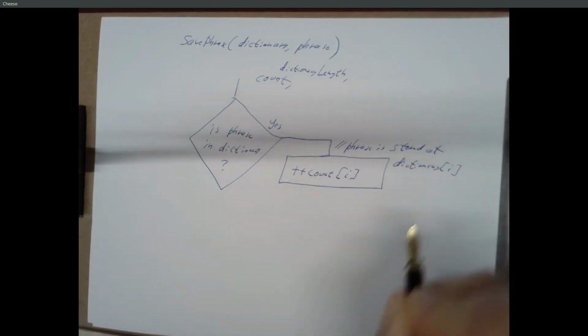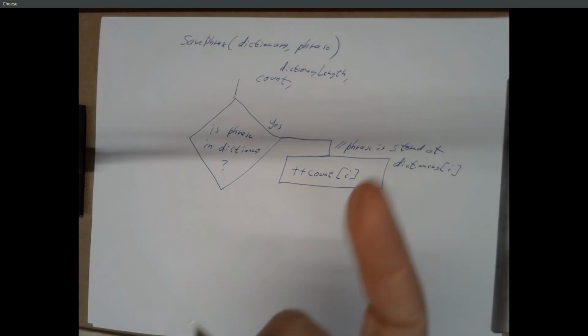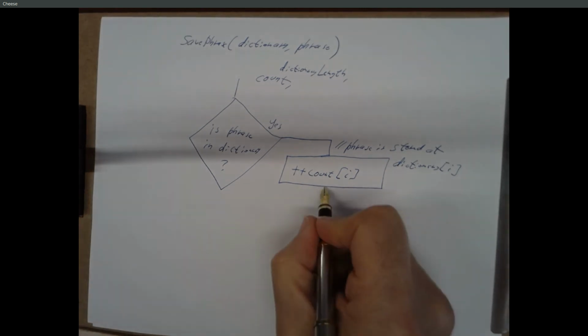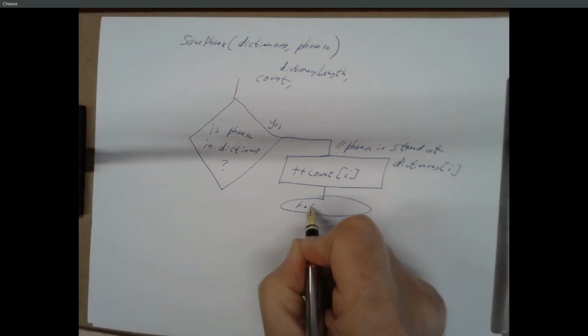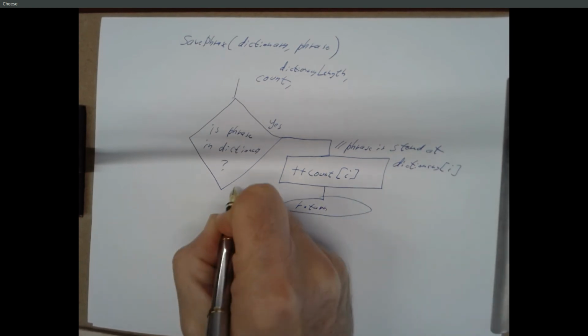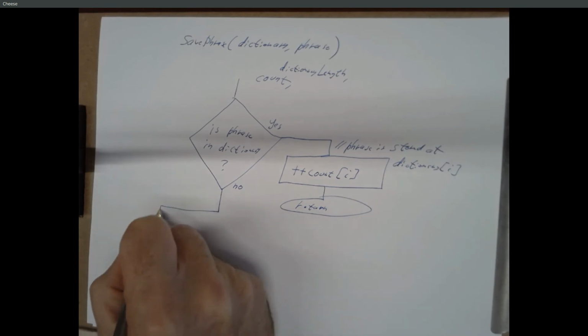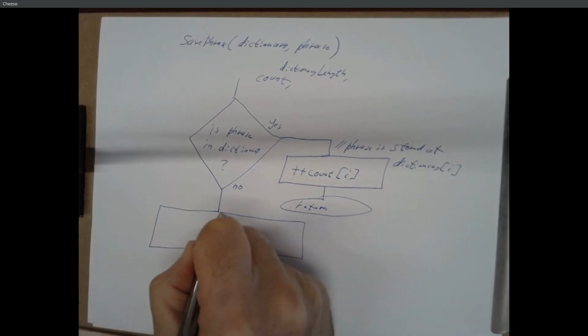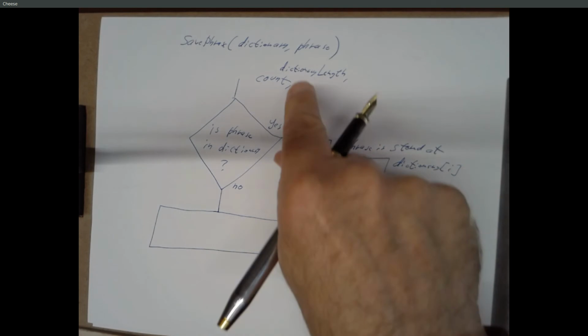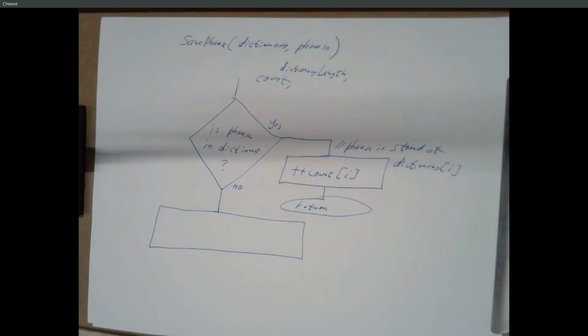So assuming our phrase was found at dictionary position I, we bump up count[I], and we return. If the phrase is not in the dictionary, well, dictionary length is the number of things in the phrase.